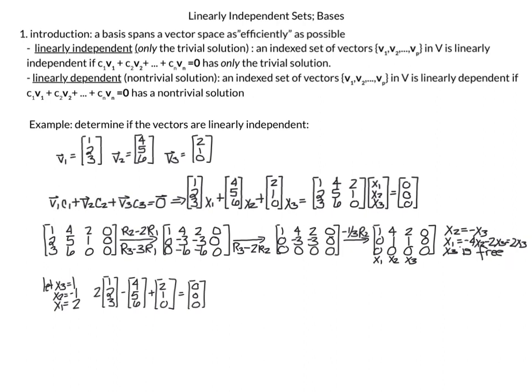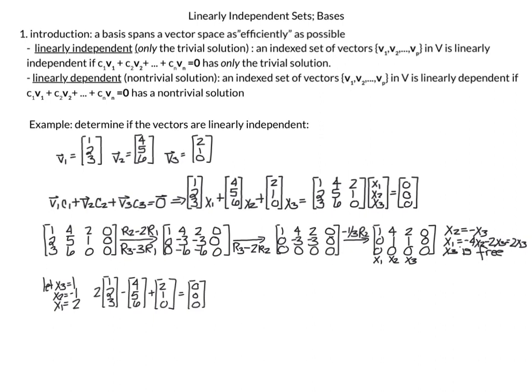You could let x3 equal 0, which is an even easier number, except that then you'd have x1, x2, and x3 all equal to 0, and we're looking for a non-trivial solution. So really, you could let x3 equal 2 if you want, or negative 1. But I just chose 1 because it's easy. So if x3 equals 1, then x2 is going to be equal to negative 1, and x1 is going to be equal to 2.